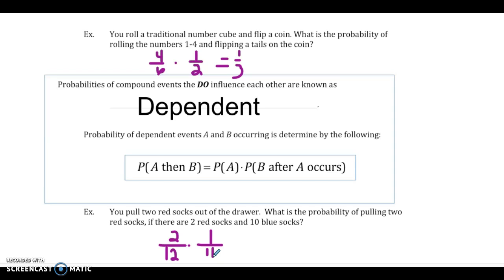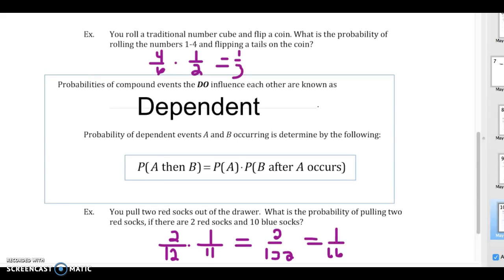So just think about that as you're going. In this case, we have our socks, our probability of pulling a red sock out the first time, which is 2 red socks out of 12. And then we're going to multiply that by 1 out of 11 because we have 1 less sock in the drawer, and we're assuming it's going to be red. So make sure that you also reduce your answers when you're talking about probability. So it's a 1 in 66 shot of getting 2 red socks when you pull 2 random socks from the drawer and you don't put the 1 back in.